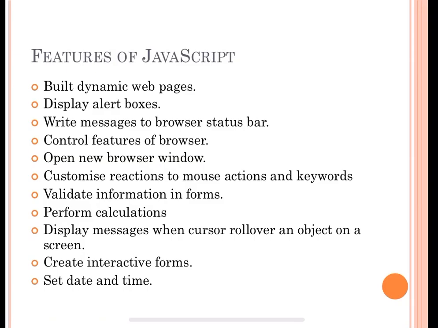Next is display alert boxes. With the help of JavaScript code, you can display an alert box on your web browser. Then next is write messages to the browser status bar. You can see the status bar on the browser at the bottom line of the browser. So if you want to display any message on the status bar, you can do it with the help of JavaScript. Next is control features of the browser. JavaScript can also control various features of your browser. Next is open new browser window. That is, with the help of JavaScript.